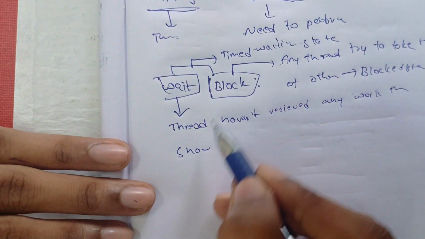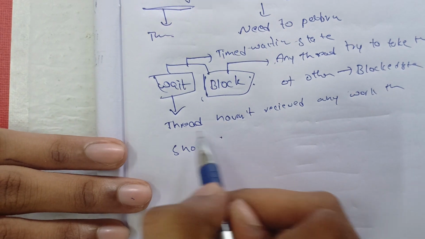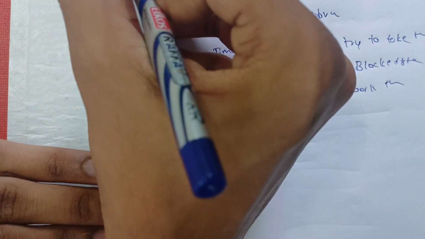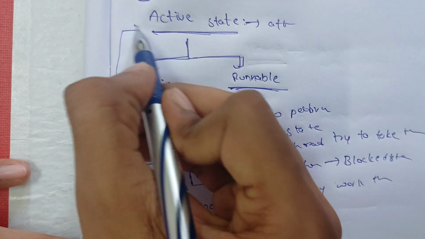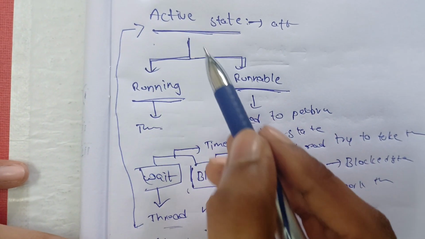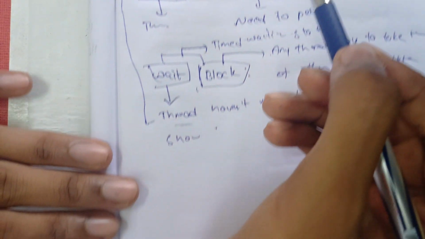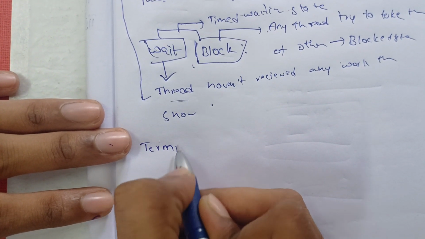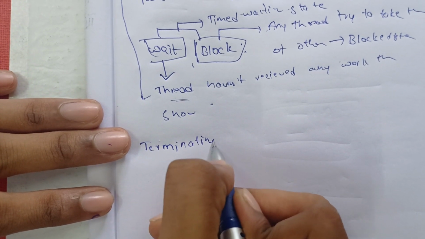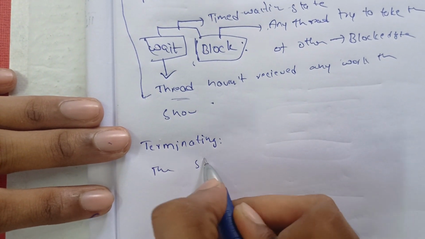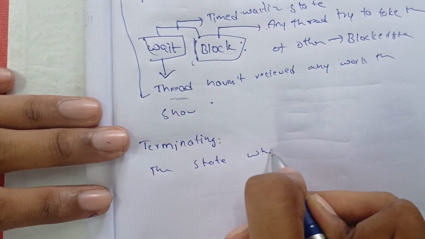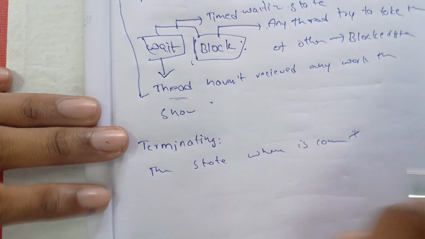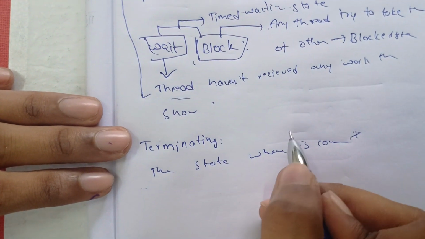Next, once these threads get assigned any work, then they will automatically go to active state, and in this active state they again perform running and runnable. Once the thread has completed its work, there will be a state called terminating state. The state where the thread has already completed its work, so it will be deleted. So this is the life cycle of the thread.